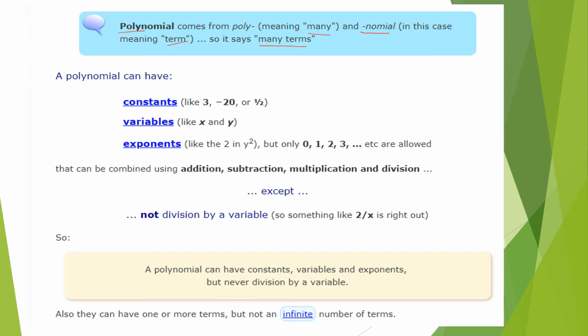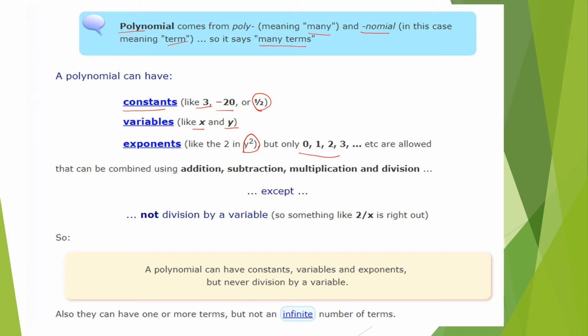A polynomial can have constants, like 3, -10, -20, a half, any number. Constant means any number. And variables like x, y, z, whatever. Exponents, and exponents here should be on the variable, like y power 2. In polynomials, I can only have exponents with a whole number, starting from 0, 1, 2, 3, and so on. It cannot be a fraction, or a decimal, or a negative number. Here are the exponents.